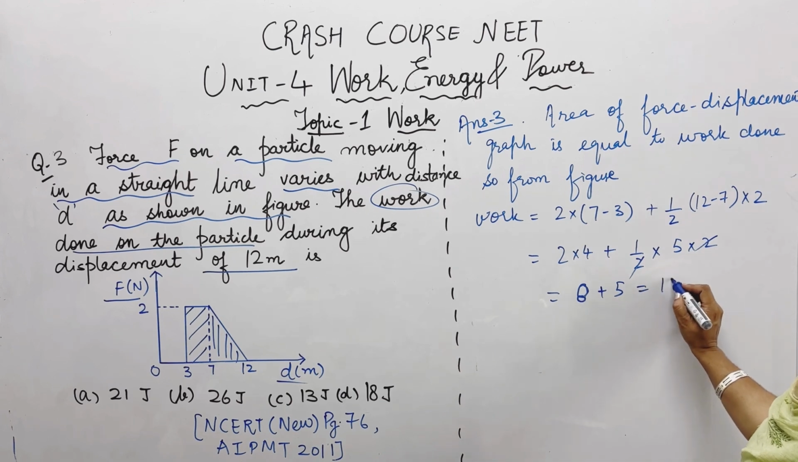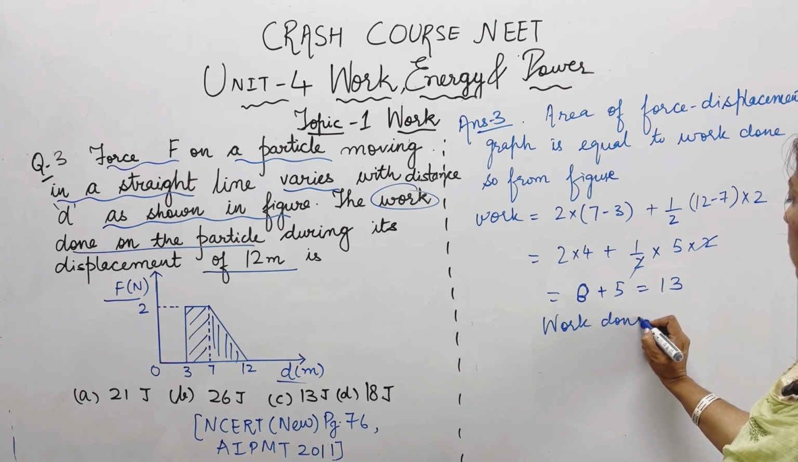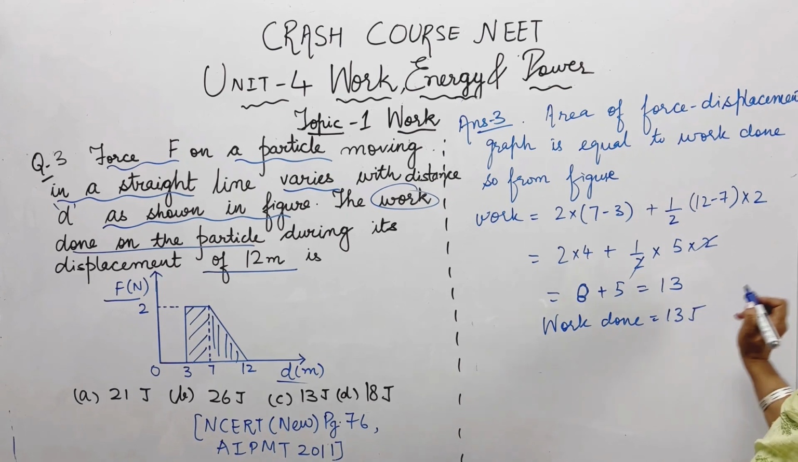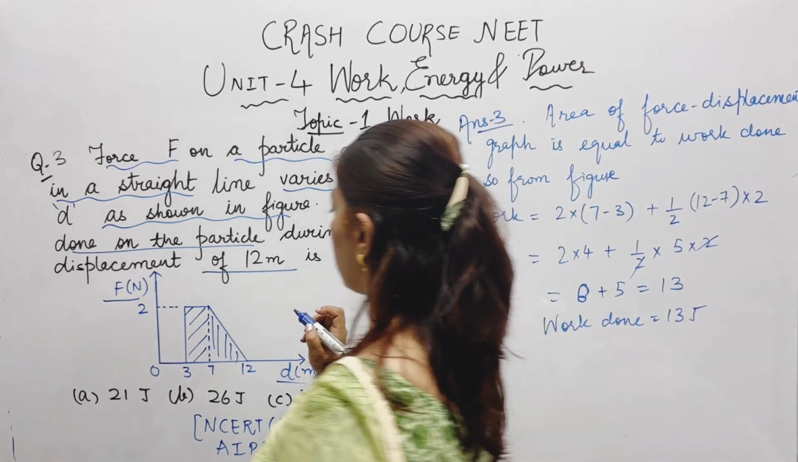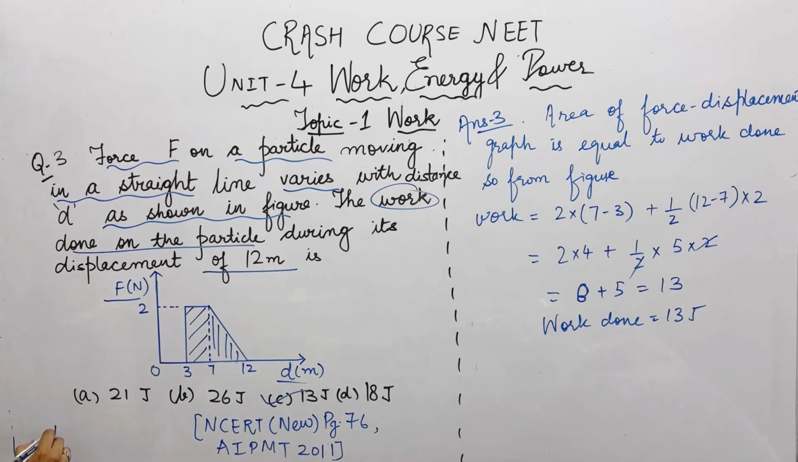So this value is coming out 13. So work done is equal to 13 joule. So let us see the options. The option number C goes with the answer 13 joule. So answer for the third one is C, 13 joule.